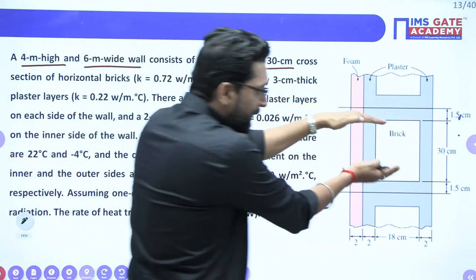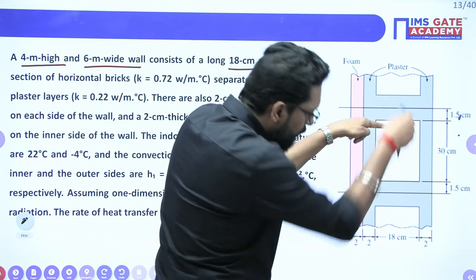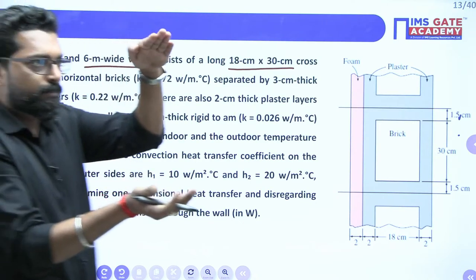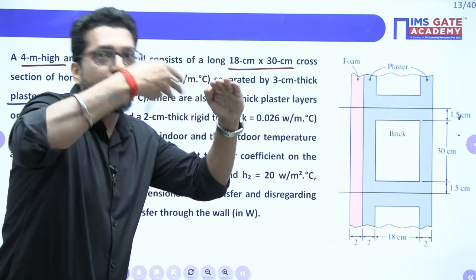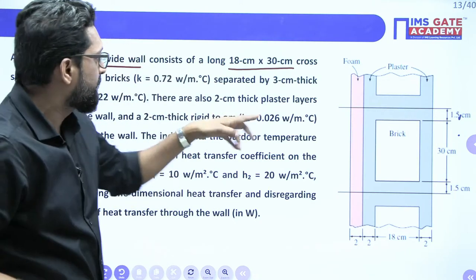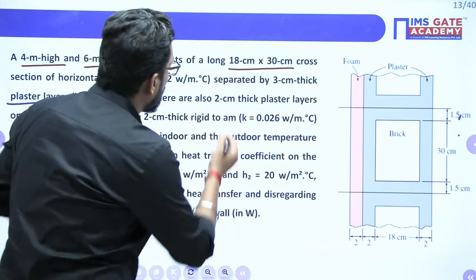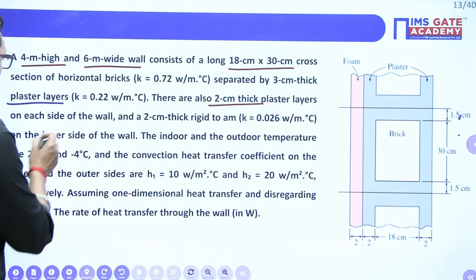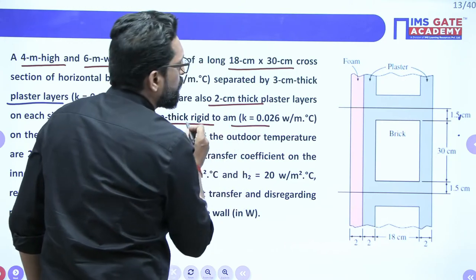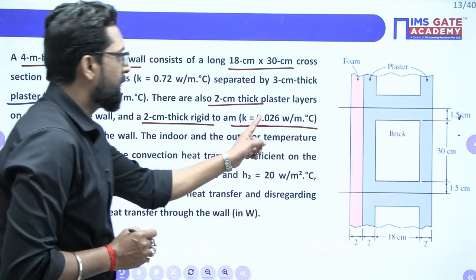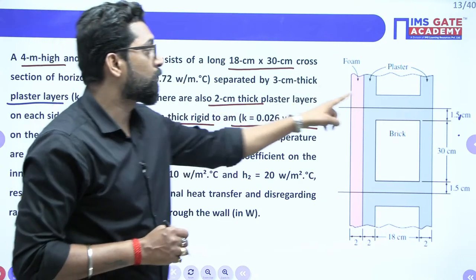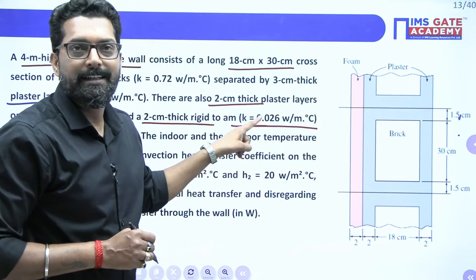Separated by, that means the first brick and the consecutive bricks are separated by a 3 centimeter thick plaster layer. That means when you join the first brick and second brick, there must be a layer of plaster, and the thickness of the plaster in between the bricks is given. How much is it given, beta? 2 centimeter thickness is given on each side of the wall, and 2 centimeter thickness of rigid foam. There is a 2 centimeter thickness of foam given. The thermal conductivity is very minimum compared to other materials. Why? Because it is an insulator, it acts as an insulating material.